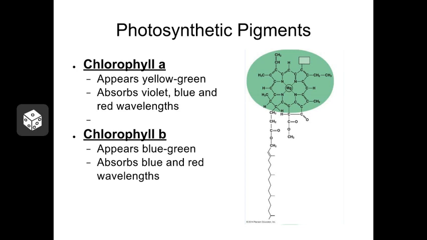Now, because these pigments are green in color, that means that these pigments reflect green light back to your eyes. So plants don't actually use green light in photosynthesis. Instead, these pigments are focused on absorbing violet, blue, and red wavelengths of light. So plants really prefer blue and red wavelengths. Those are the ones that they get their energy from.